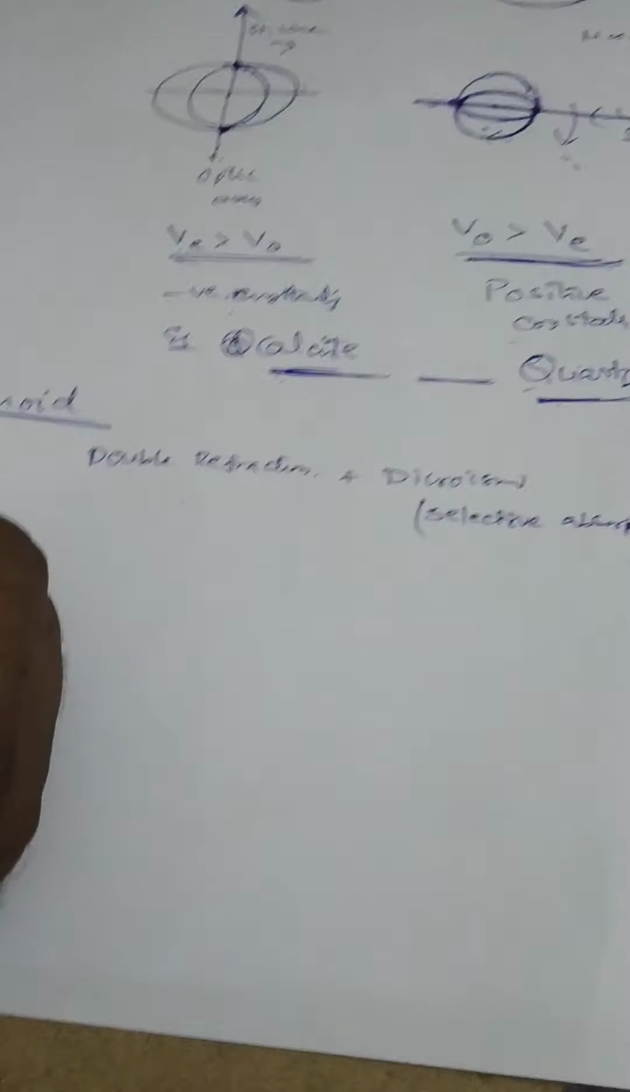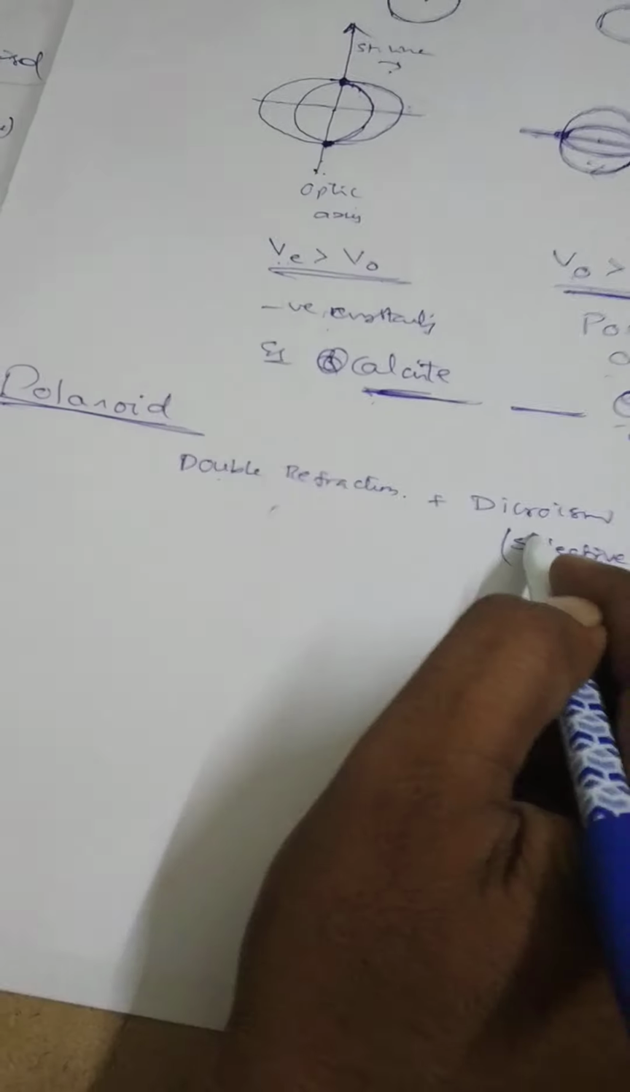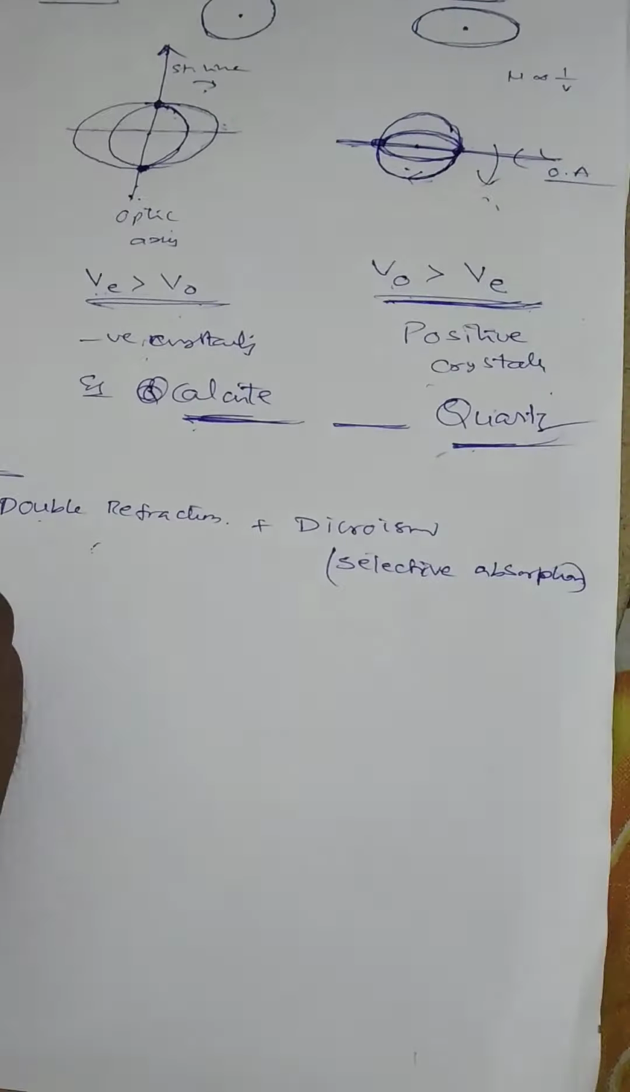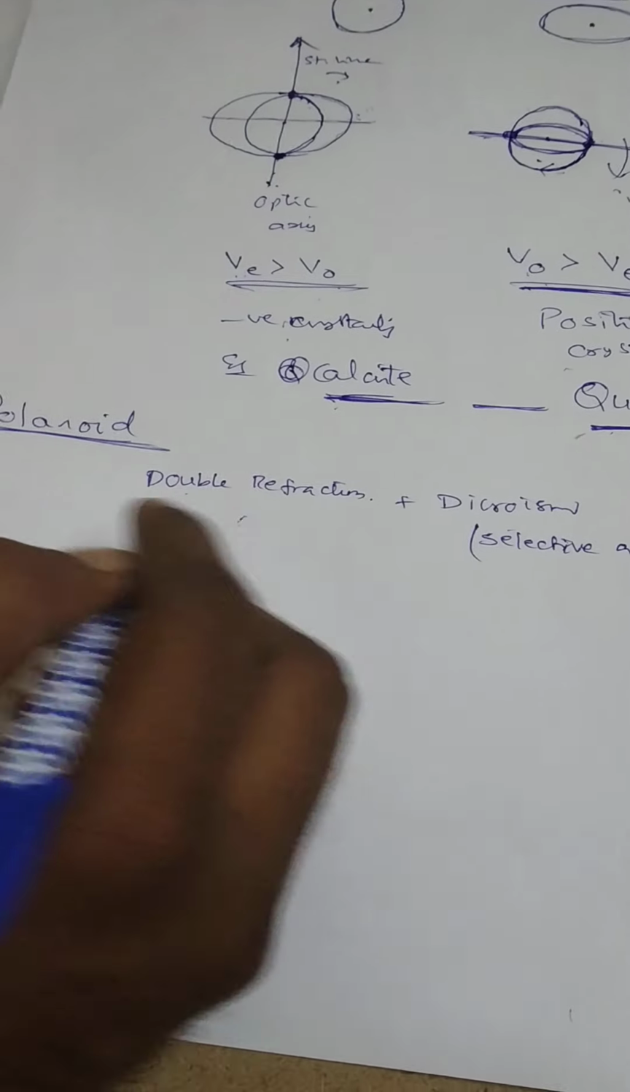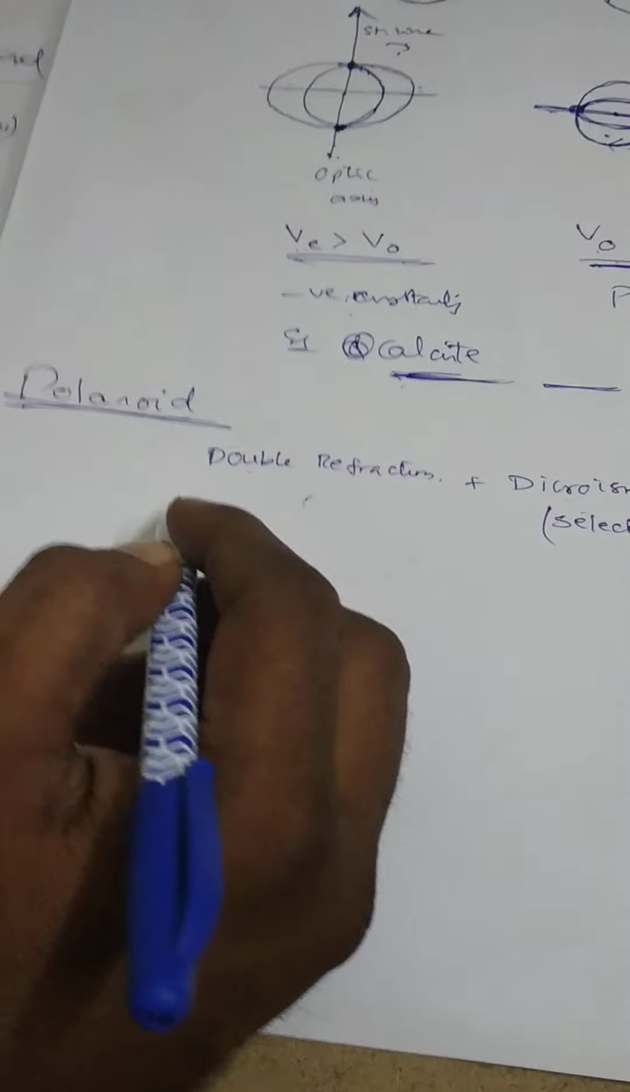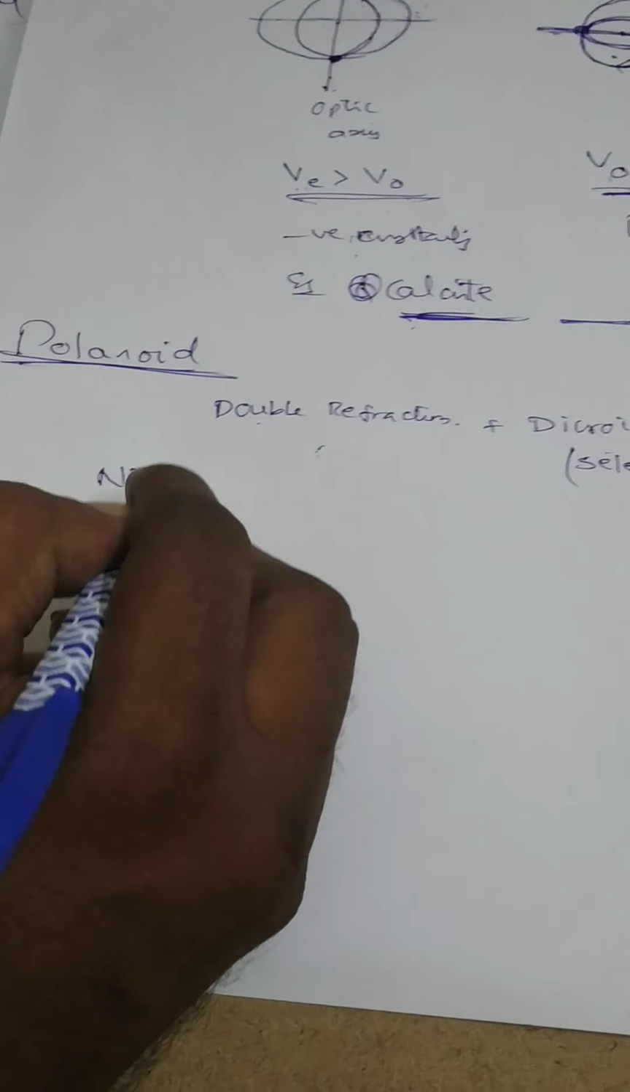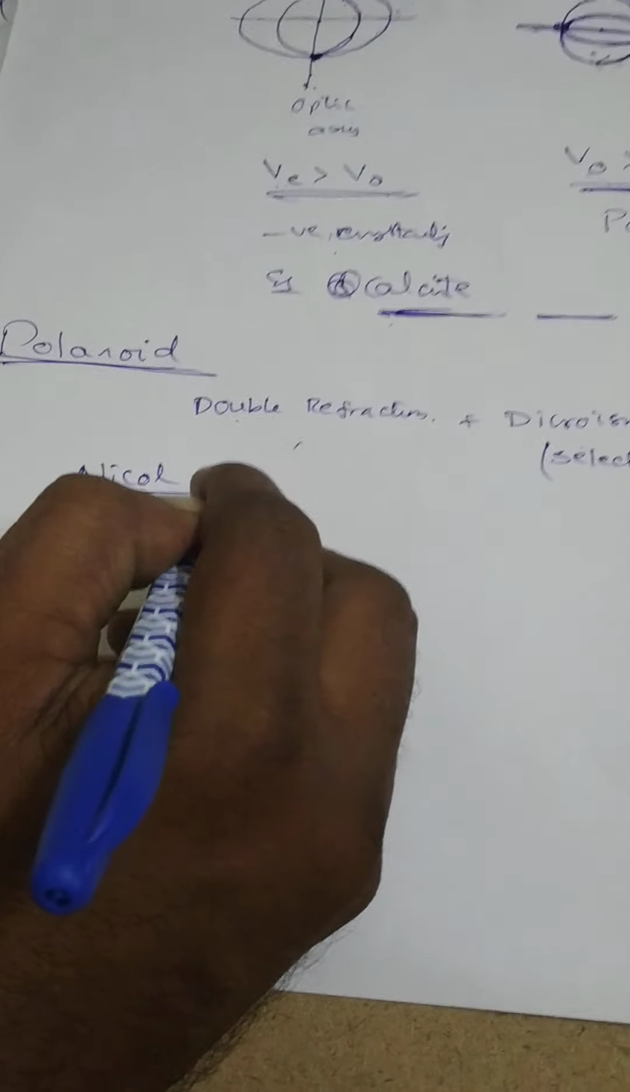A device which exhibits both double refraction and also dichroism is called the Polaroid. The first Polaroid was designed by the scientist Nicol, so that's why it is also called the Nicol prism.